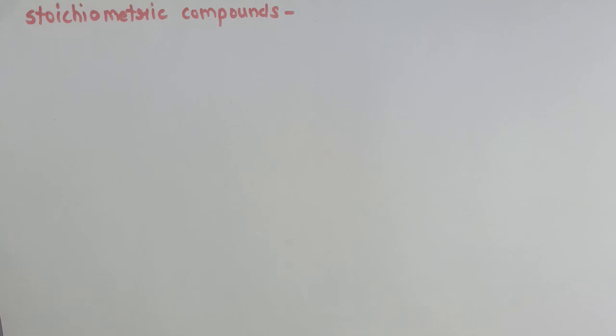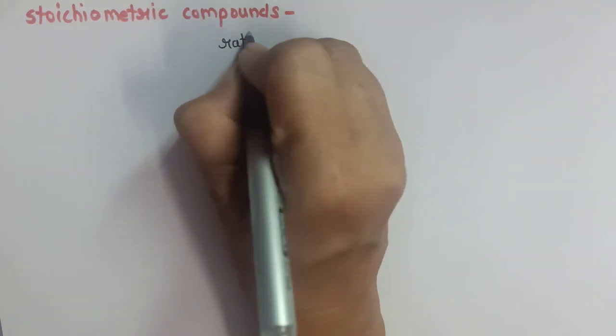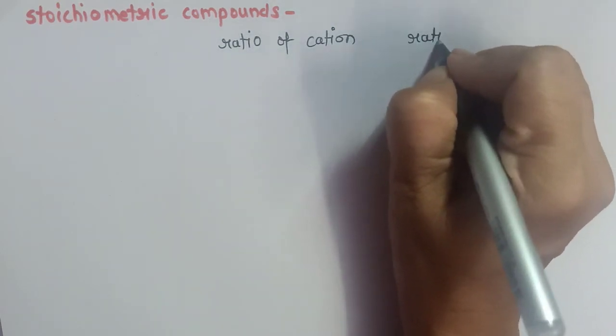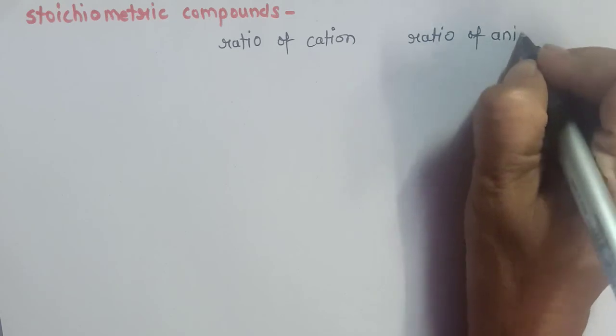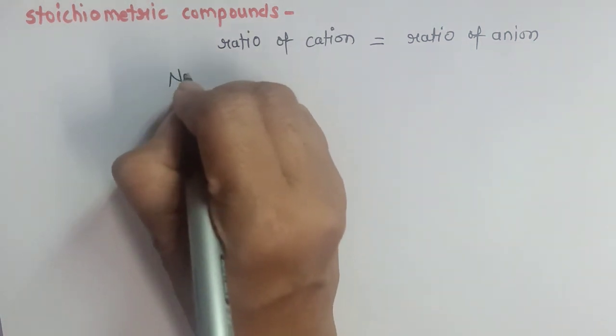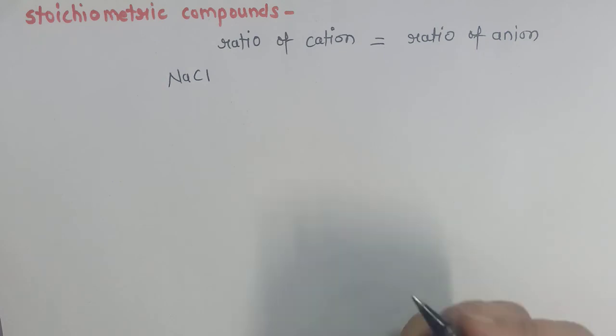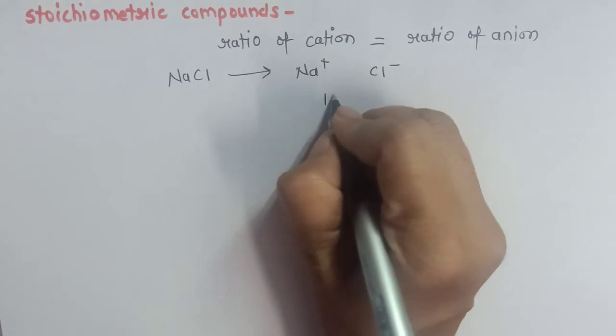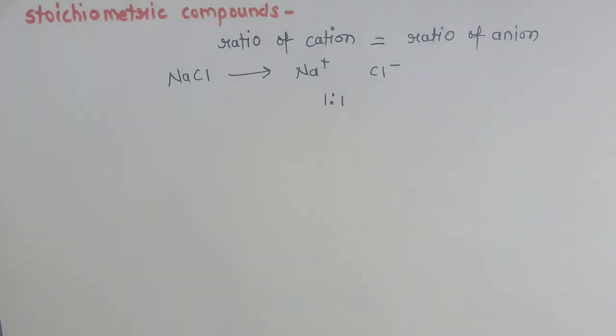Basically, what do you mean by stoichiometric compounds? In this compound, the ratio of cation and the ratio of anion remains same. That means whatever the ratio of cation and anion is represented in the chemical formula, in the crystal lattice, the same number of cation and anion will be present. For example, in NaCl crystal, there will be one sodium cation and one chloride anion. So the ratio of cation and anion will be 1:1. So such compounds are called stoichiometric compounds.